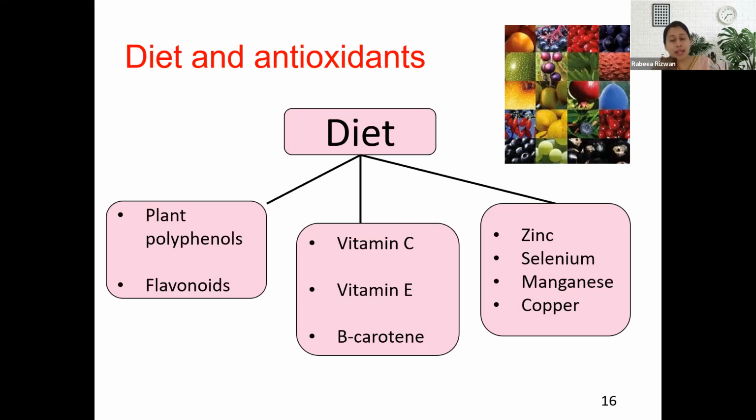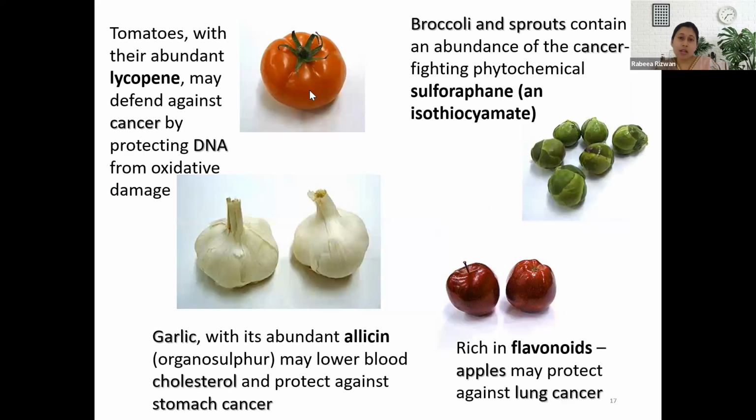For flavonoids and polyphenols, olives, broccoli, citrus fruits, legumes, apple, and red lettuce are the common examples. Now I'm just discussing some examples and the function of these phytoprotectants and some antioxidants that we take from our diet. Here is the example of the tomato that carries a chemical called lycopene. It also acts as an antioxidant.